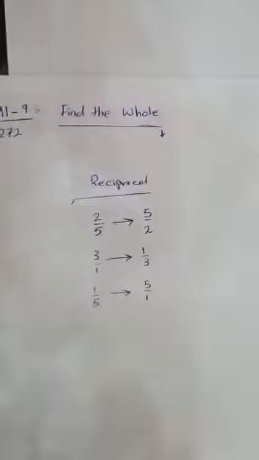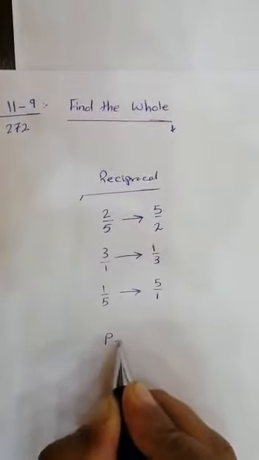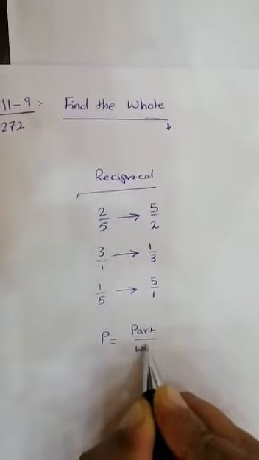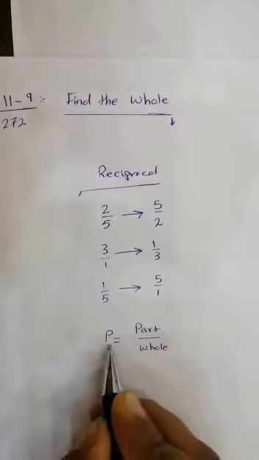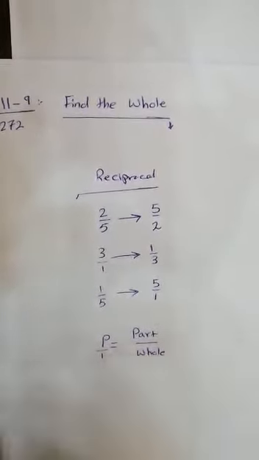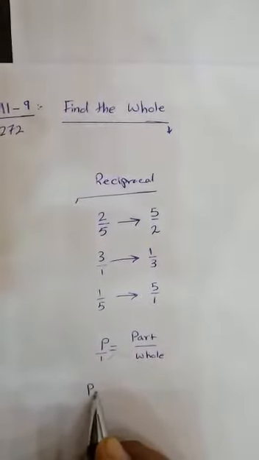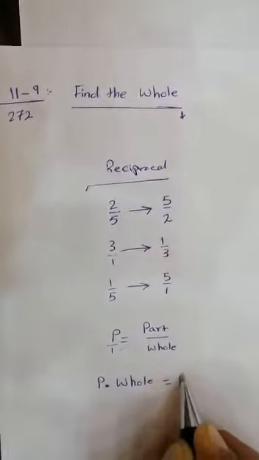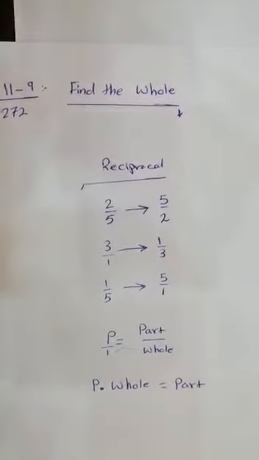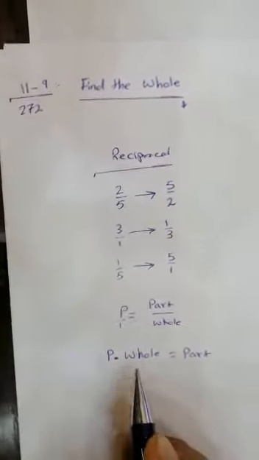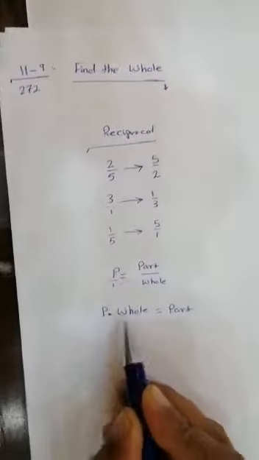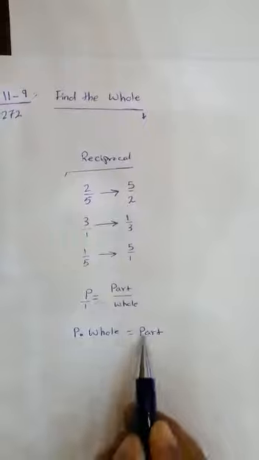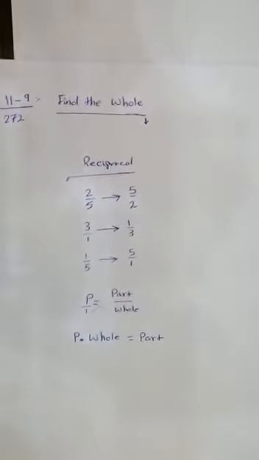And in the previous lesson we learned the percent equals the part out of the whole. If we want the percent out of 1 and we cross multiply, then the percent times the whole gives me what? The part. Look guys, in this case the percent multiplied by the whole equals the part. To make the whole alone, what we do, we divide by the percent on both sides.